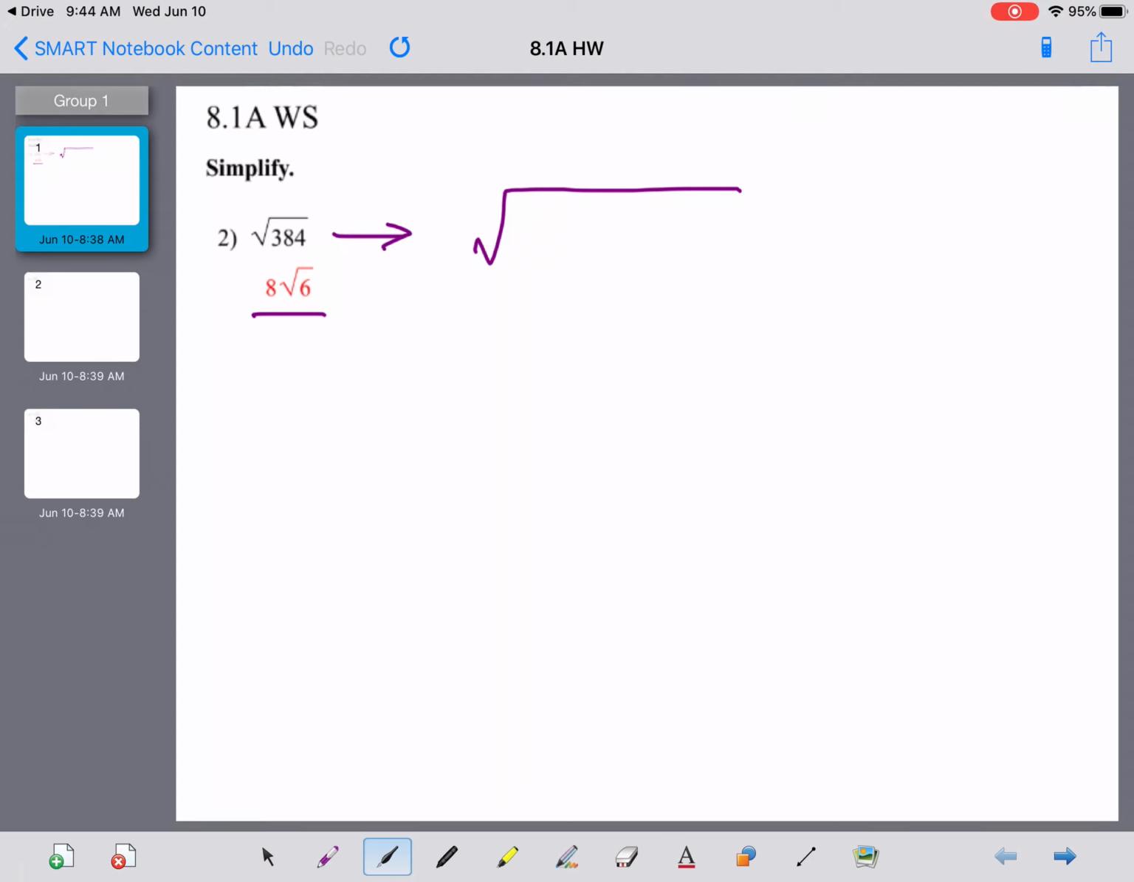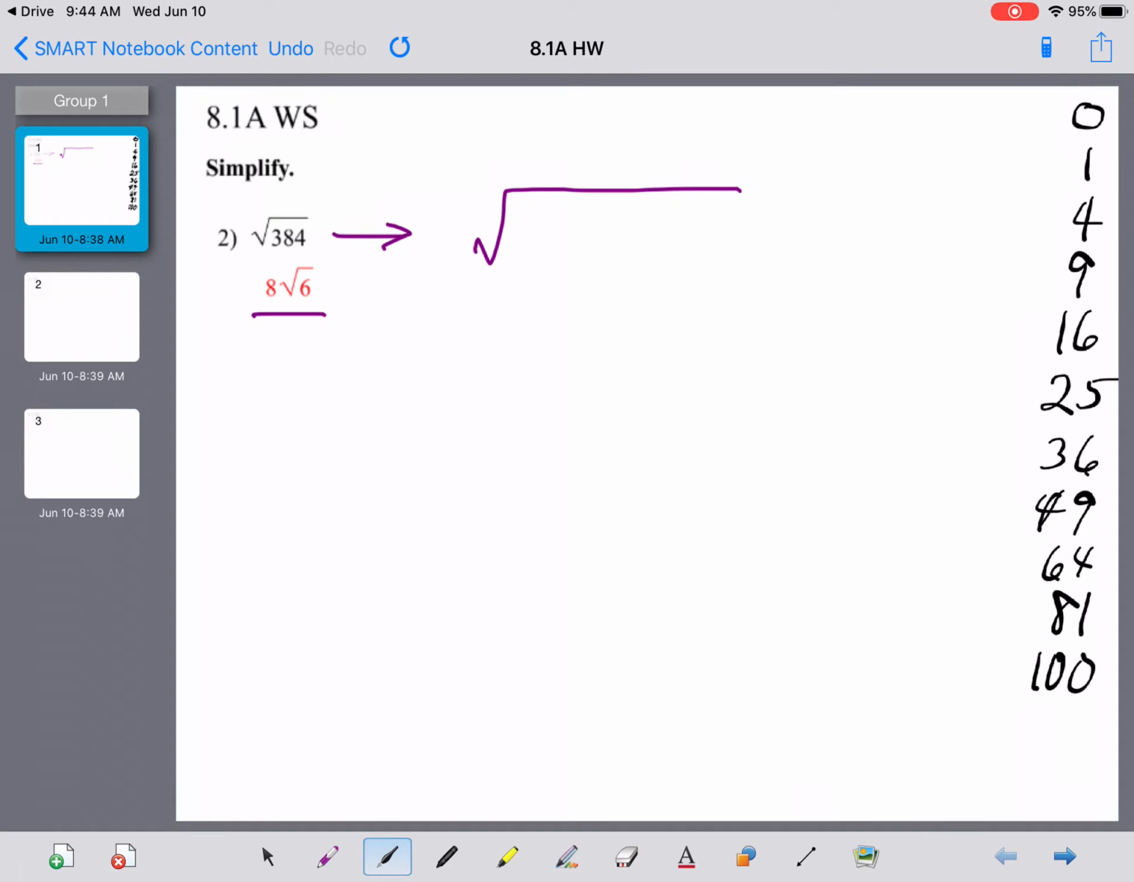And what you guys want to do, if you haven't already, is make that list of perfect squares that I wrote down in the 8.1 notes part 1. You want to have that handy. I'm going to run through some of it right now. Our list of perfect squares started with a 0 and a 1, and then it went to 2 squared is 4, 3 squared is 9, 4 squared is 16, and so on down the list. So I'm going to write a few of these here. 49, 64, 81, and 100. Probably not going to be too much bigger than that.